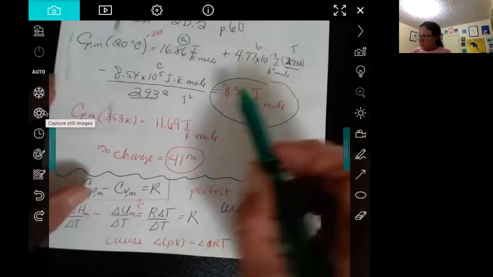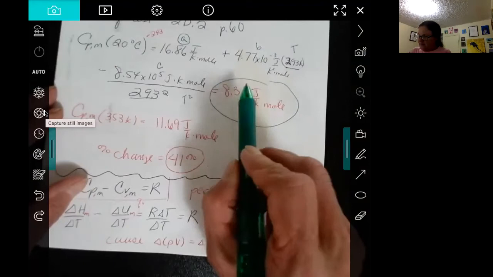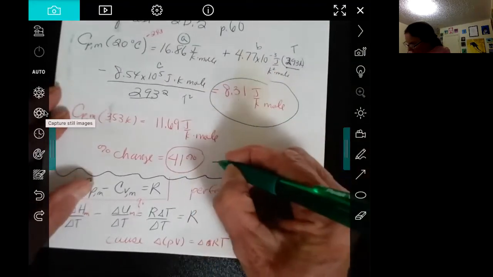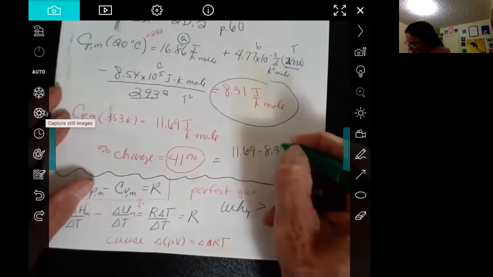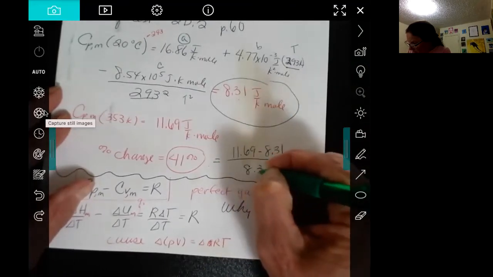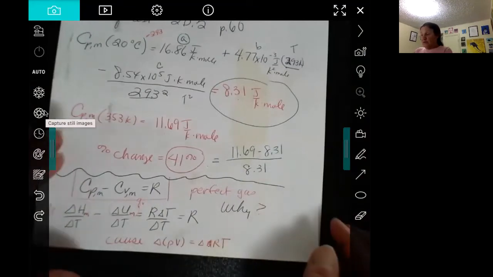So the percent change would be this minus this divided by this. So this would be equal to 41%. So it's not a small temperature range, 60 degrees, but your heat capacity has a significant change.